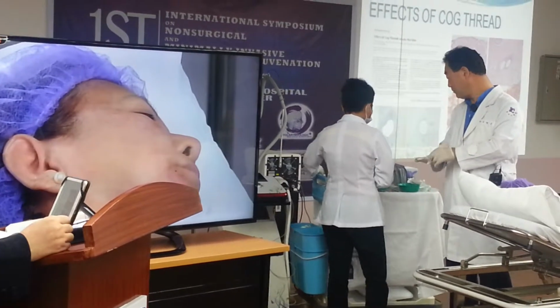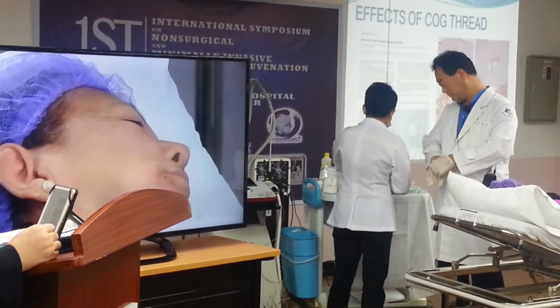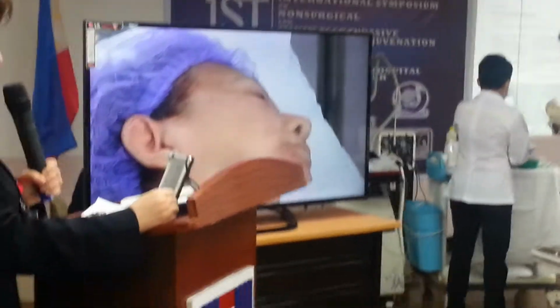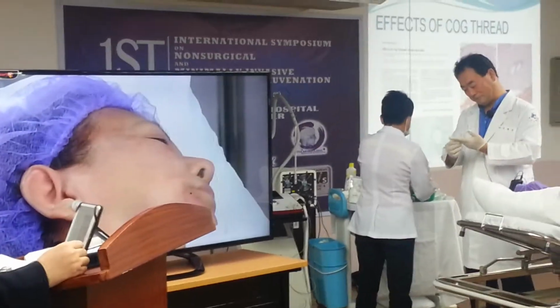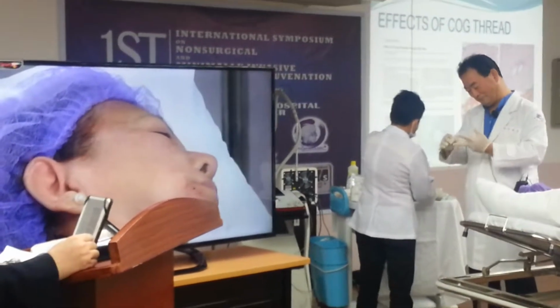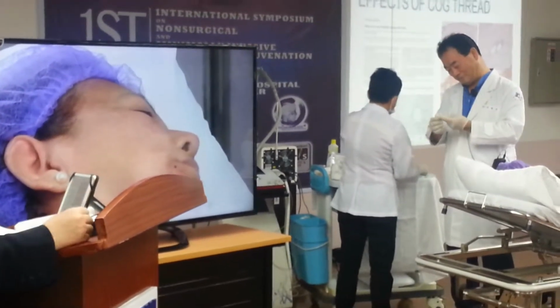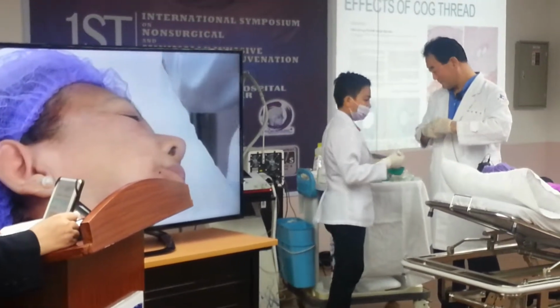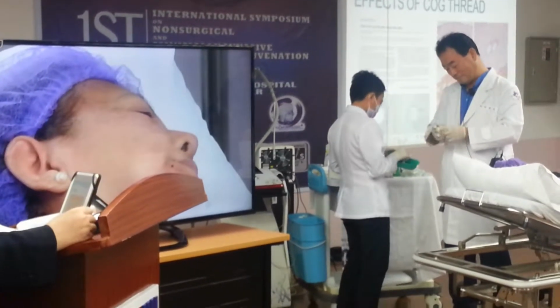On the right side, this is the PDO threads being done on human skin. Still in this slide, you see a lot of eosinophils, histiocytes, and fibroblasts going to the area. Thus, fibrogenesis and collagen synthesis because of stimulation ensues.